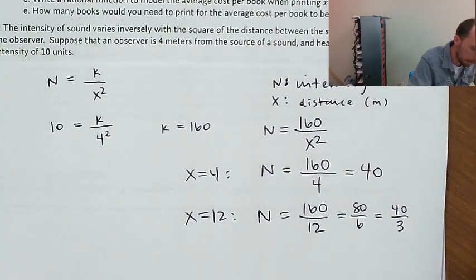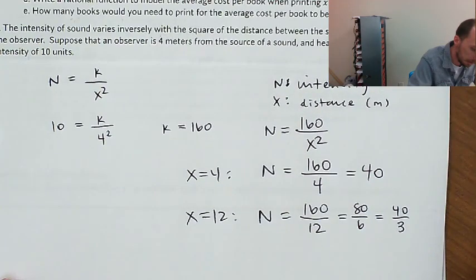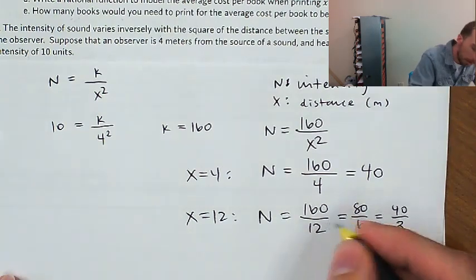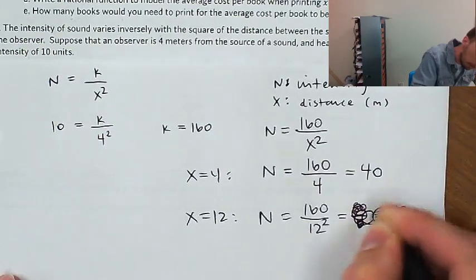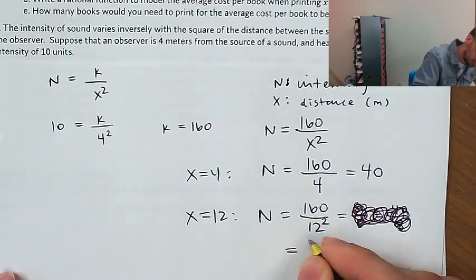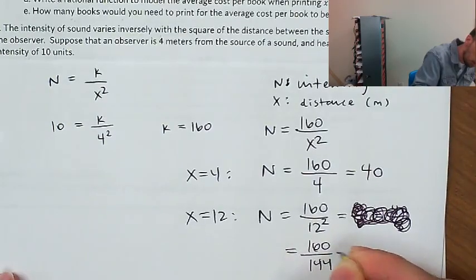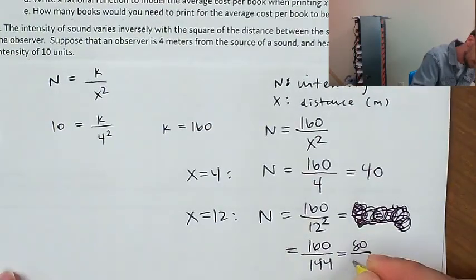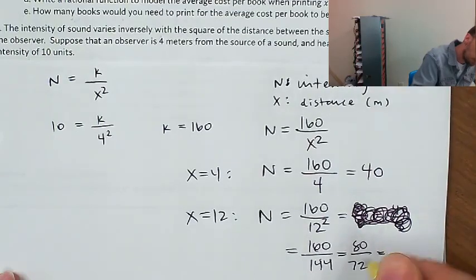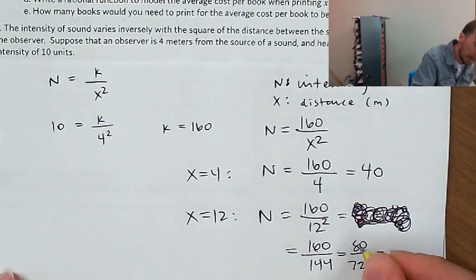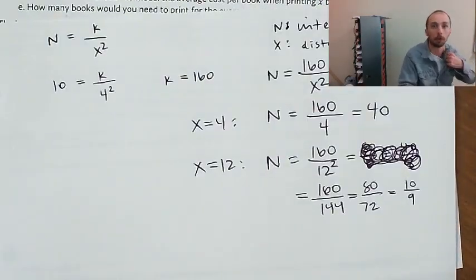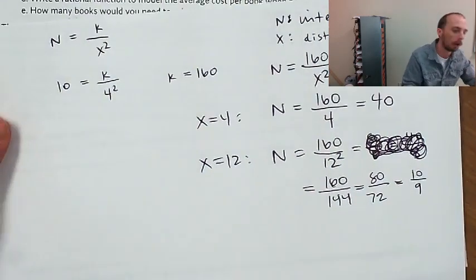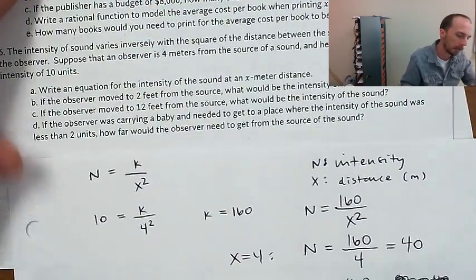tripled, so we should divide by 9. I did not square. Okay, that makes a lot more sense. Pardon me, I was like, what is going on here? 160 divided by 12 squared is 160 over 144, which is 80 divided by 72, which, wait, both of these numbers are divisible by 8, so 10 over 9. Yeah, which is what I was expecting. When we go 3 times as far, the intensity of the sound should be 1/9, the inverse square law. Okay, so I get 10 divided by 9. That makes a little more sense.